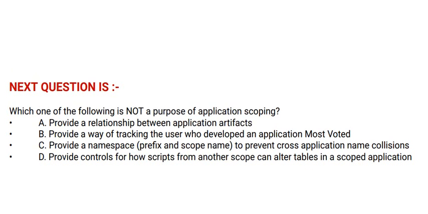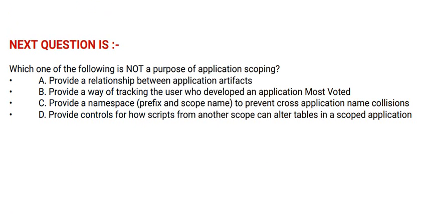Next question is, which one of the following is not a purpose of application scoping? Option A, provide a relationship between application artifacts. Option B, provide a way of tracking the user who developed an application. Option C, provide a namespace to prevent cross-application name collisions. And option D, provide controls for how scripts from another scope can alter tables in a scoped application. And the correct answer is option B.